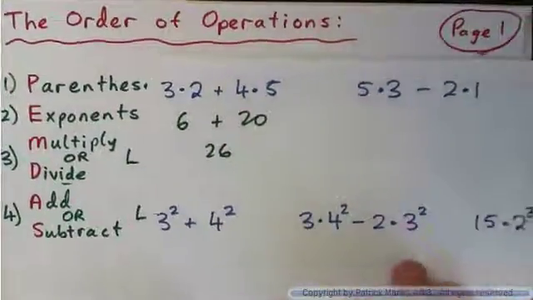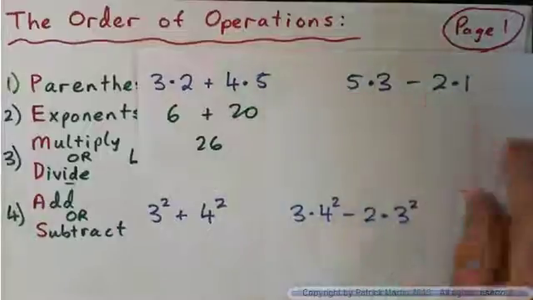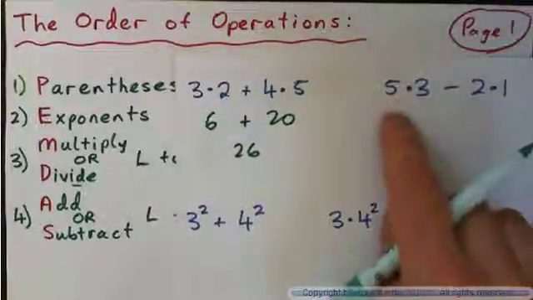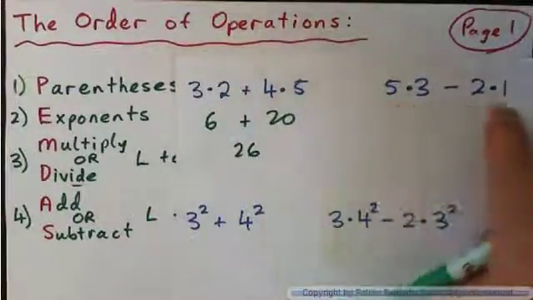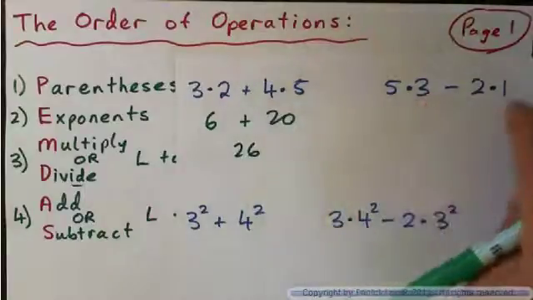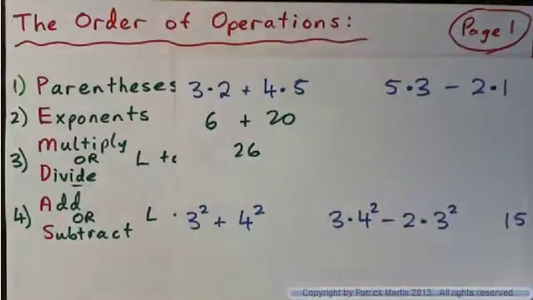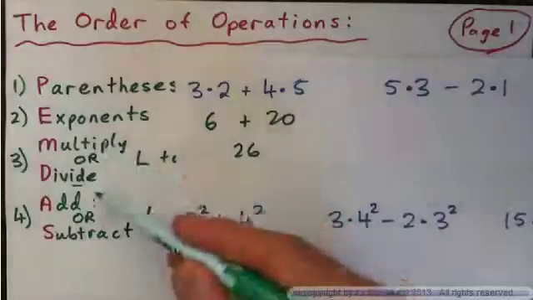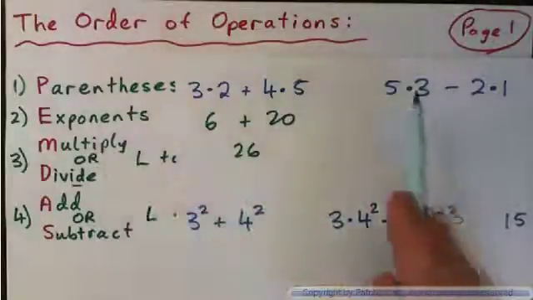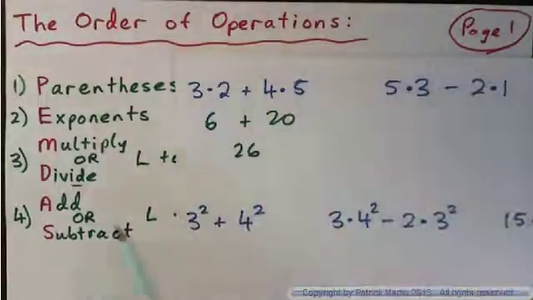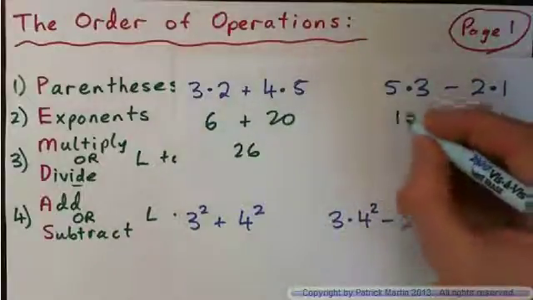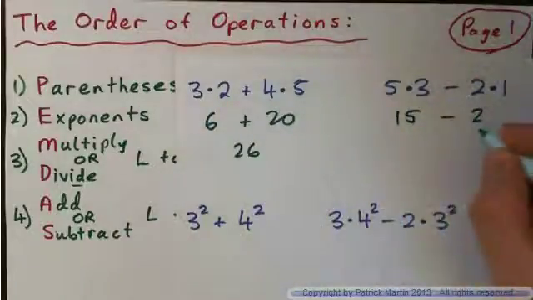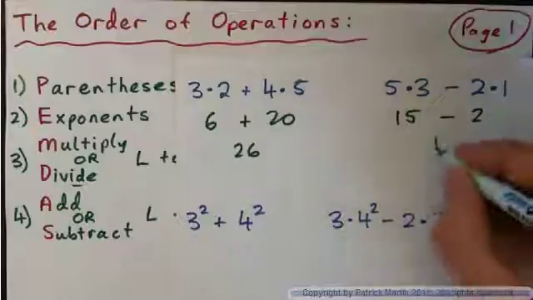So what about this one? 5 times 3 minus 2 times 1. Press pause and see if you can figure this one out yourself. Do this one by yourself. 5 times 3 minus 2 times 1. Okay, I'll do it now. PEMDAS says we must multiply and then subtract. So we do all the multiplications first, then we subtract at the end. So 5 times 3, 15. 2 times 1 is 2. Now we subtract and we get 13.